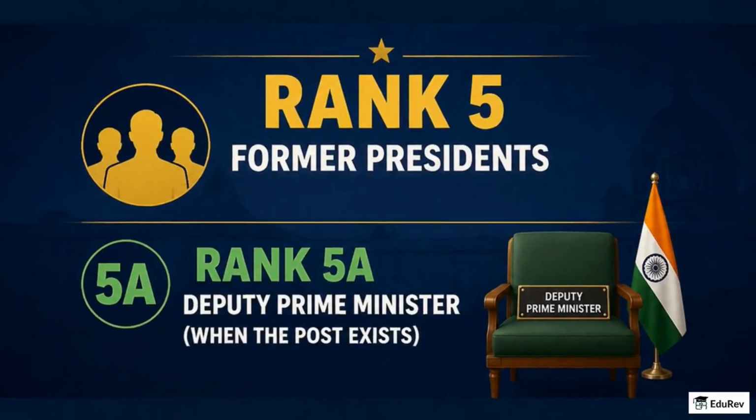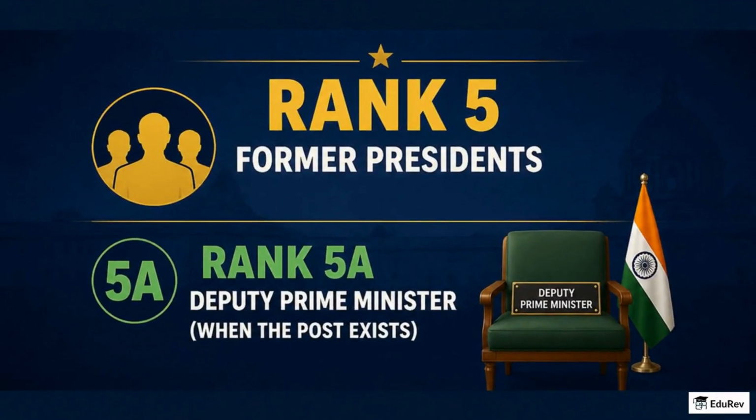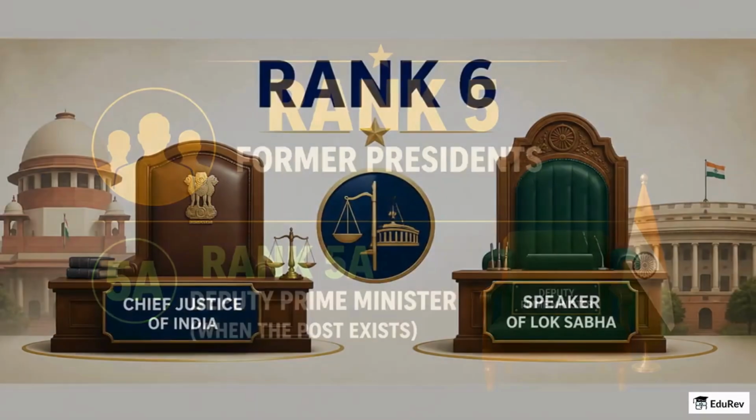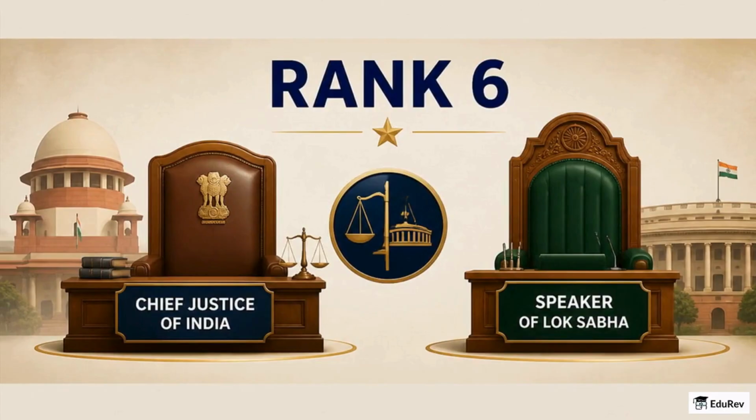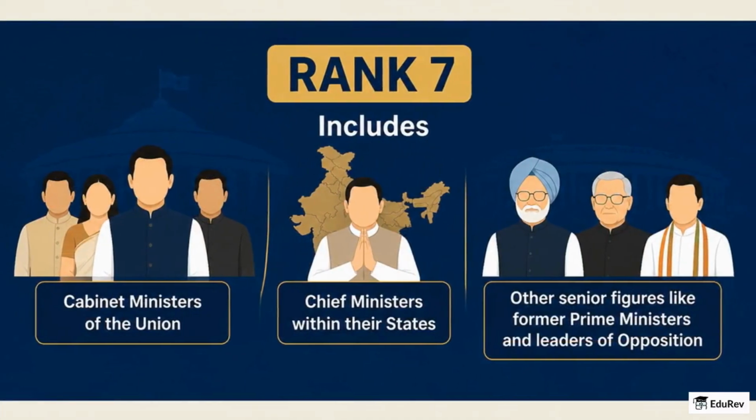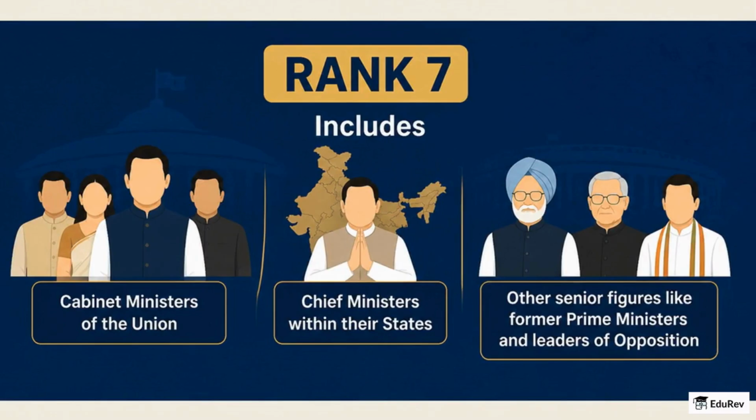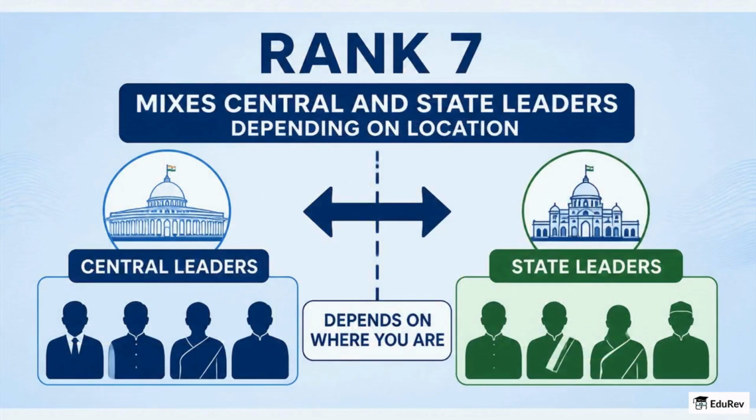Rank 5 lists former presidents, and there is a special rank 5A for the Deputy Prime Minister when that post exists. Rank 6 groups the Chief Justice of India and the Speaker of the Lok Sabha, both central to law and legislature. Rank 7 is a larger cluster and includes cabinet ministers of the Union, chief ministers of states within their states, and some other senior figures like former prime ministers and leaders of opposition. Notice how rank 7 mixes central and state leaders depending on location, which can feel confusing at first.